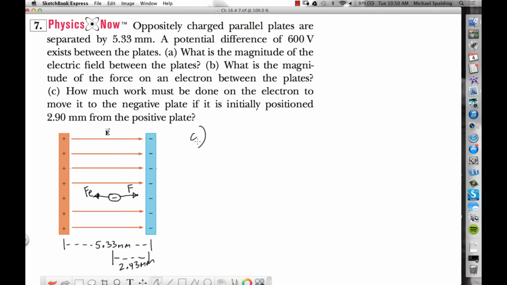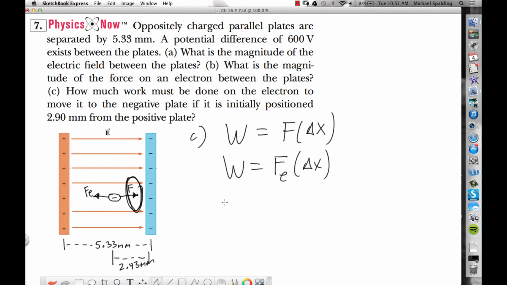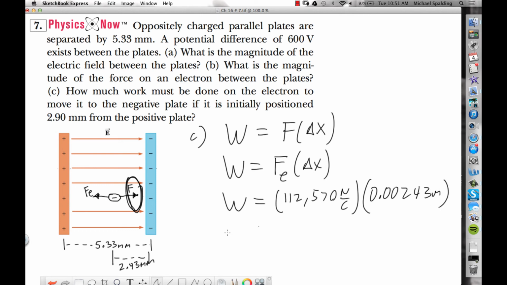Okay? So here's what I would do. You can go work equals force times displacement. Okay? So what is this force? The force moving the electron must be equal to the force of the electric field. Like that. So the force of the electric field, we already know what it is. It's 112,570. We solved for that in part B. And then our displacement is 0.00243 meters. Okay? So this comes out as 4.4 times 10 to the negative 17 joules.